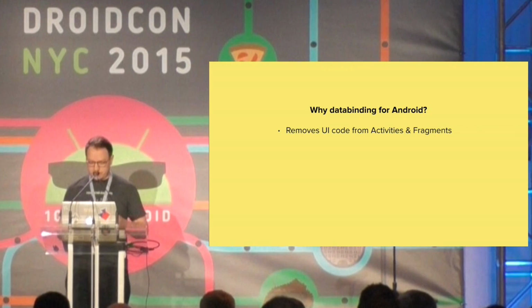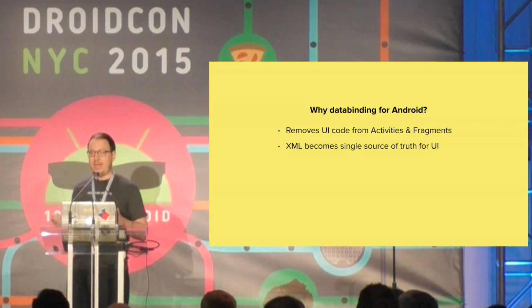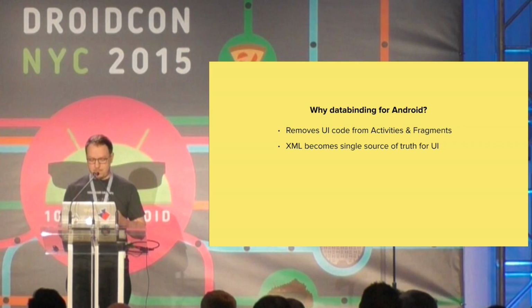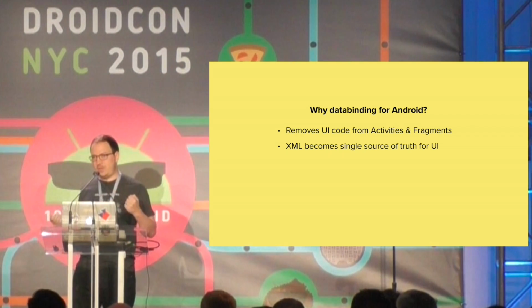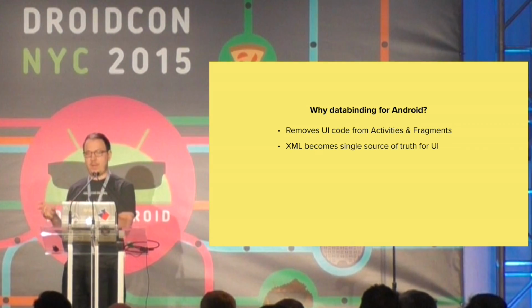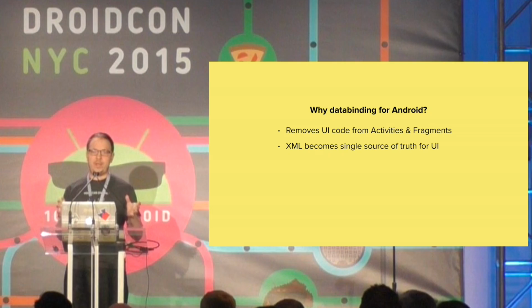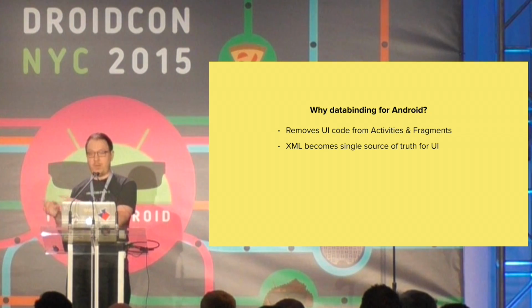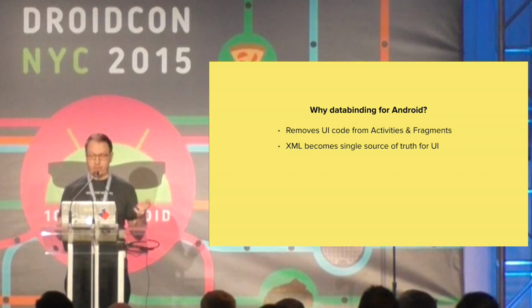Secondly, it makes your XML layouts the single source of truth for your user interface. In a traditional development model, you're going to have your layout file opened up side by side with your activity or fragment, and you have to cross-reference between them to determine which data from the model is being populated into which fields on the UI.